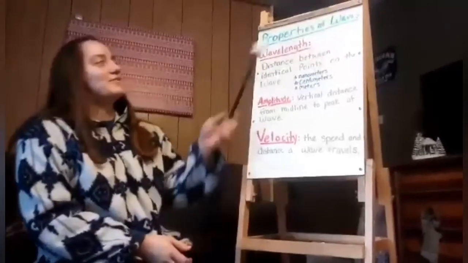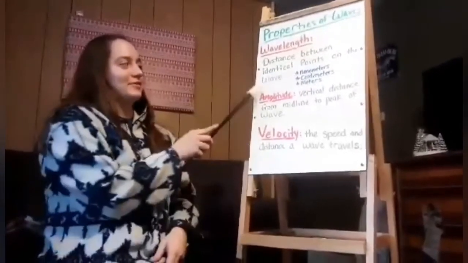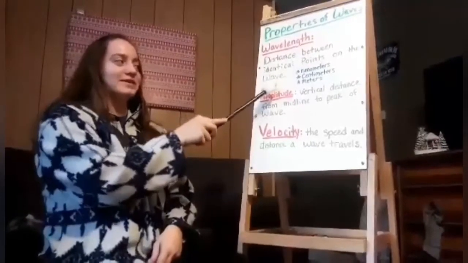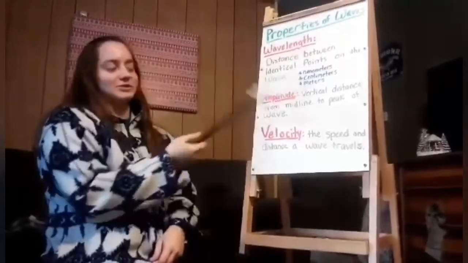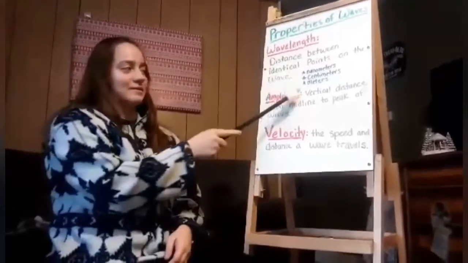So real quick, let's go over some properties of waves. First we start with wavelength. This is the distance between identical points on a wave. This can be measured in nanometers, centimeters, and meters.